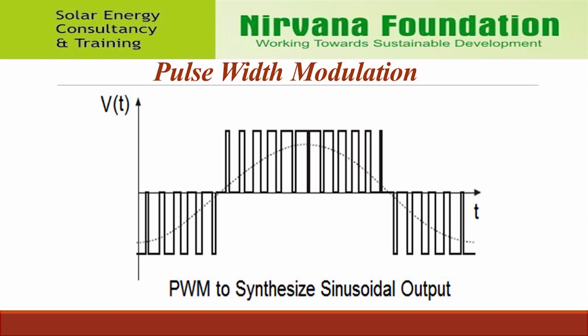Pulse width modulation. A pulse width modulation signal is a method for generating an analog signal using a digital source. PWM signals are used for a wide variety of control applications. Pulse width modulation uses transistors which switch the DC voltage on and off in a defined sequence to produce the AC output voltage and frequency.